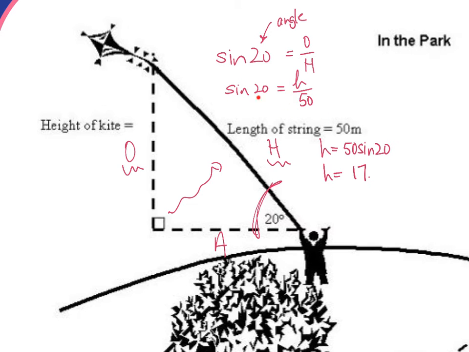So we said that sine 20 equals the height over 50. And then I rearrange that by cross multiplying. I get H equals 50 sine 20. I put that into the calculator, making sure that my calculator is in degrees, and I get that the height of the kite is 17 meters.